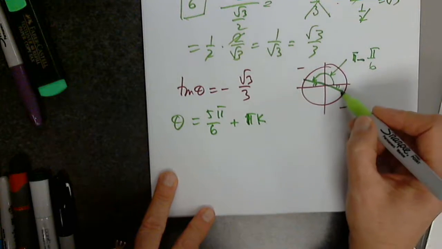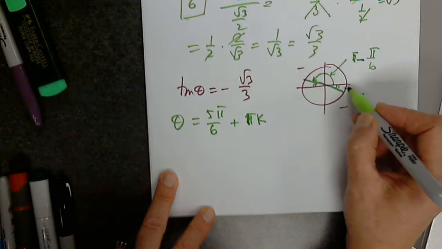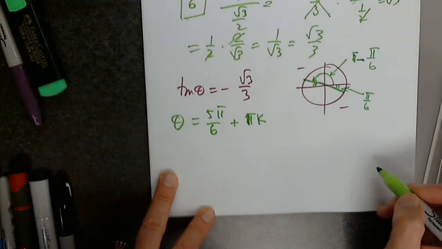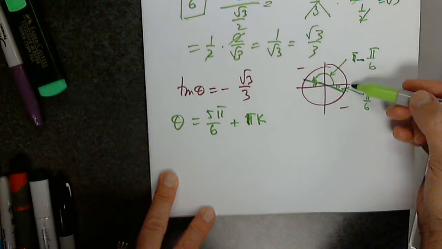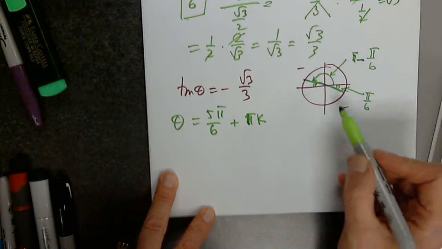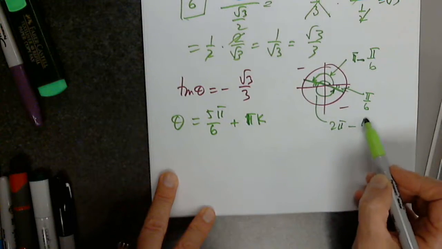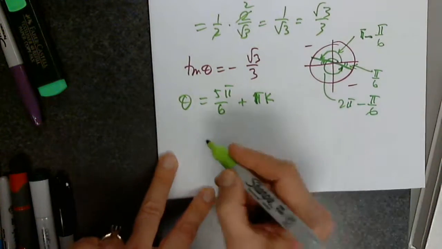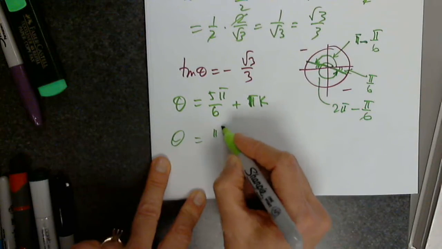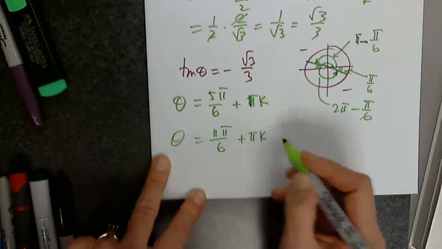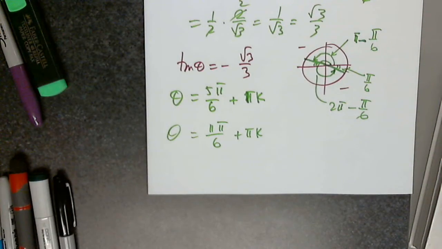Good. What will be this angle then? The reference angle is still pi over 6. But this time I'm referring it to 2 pi. So what will this angle be? 2 pi, exactly. Minus pi over 6, 11 pi over 6. Thank you. Plus pi k. And of course I have to write, we already wrote what k was, so we can consider that done. Any questions?